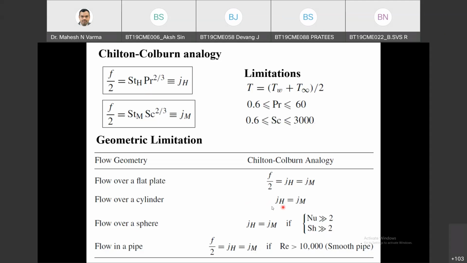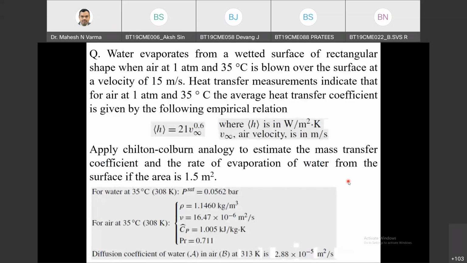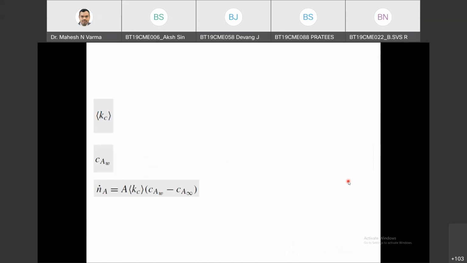If this equals to this, this is flow over a flat plate. So JH equals to JM. In fact, you can estimate friction factor also. So you use this JH equals to JM. Everything else is known, the only unknown is Kc. So there you need a diffusivity actually.